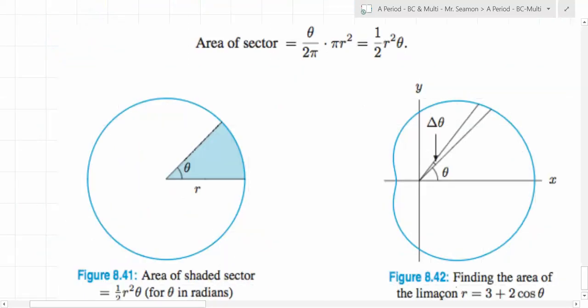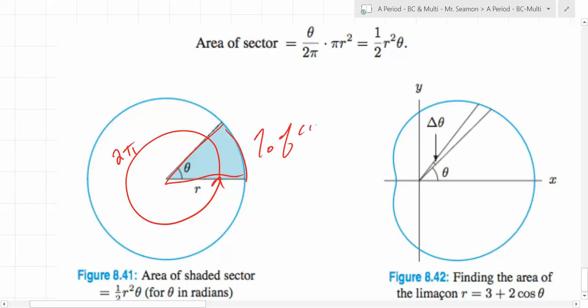The equation at the top is what we're going to use to find areas underneath polar curves. First question for you is, how many radians is it around a circle? 2 pi. So this shaded region right here, what percent of the circle is it?